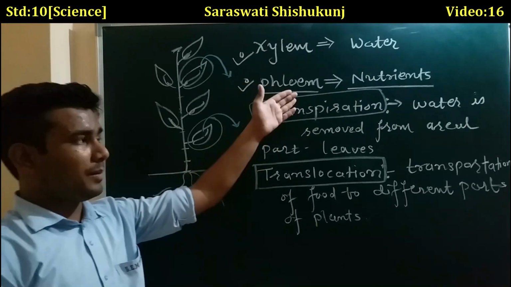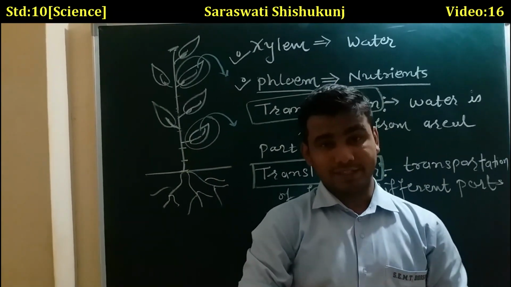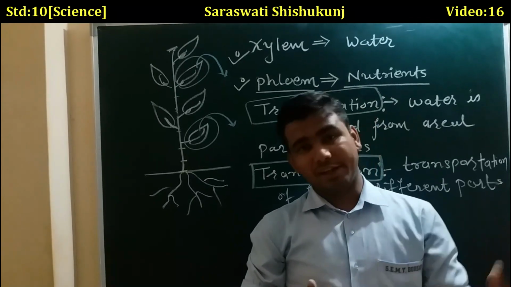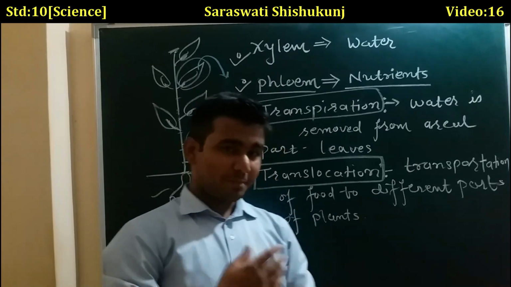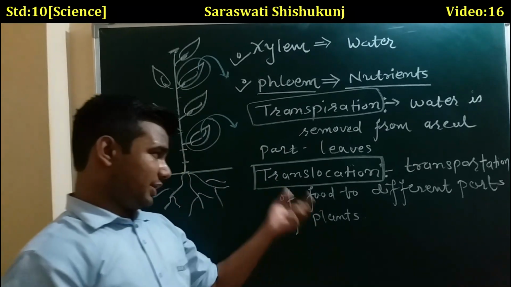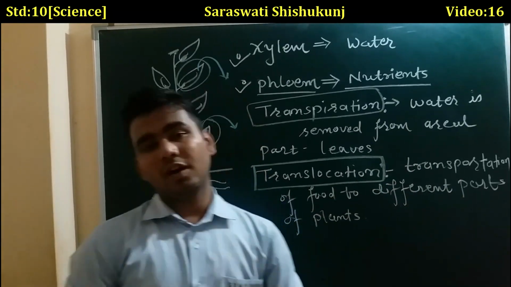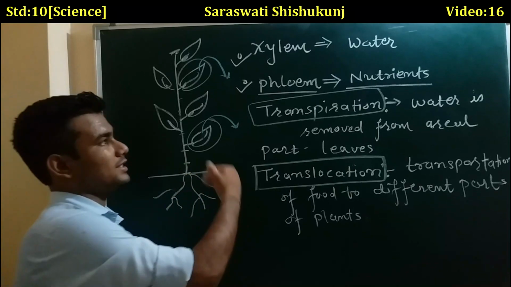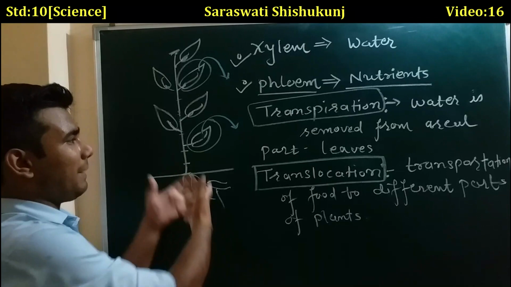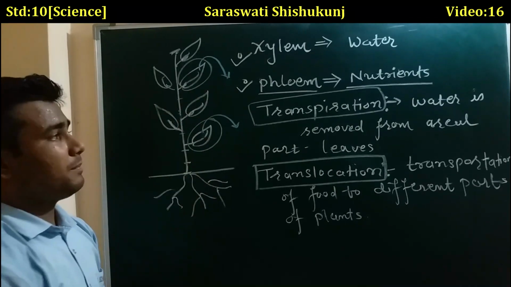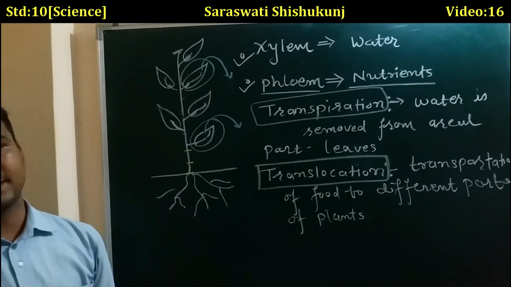If we talk about phloem, phloem is responsible for transportation of different types of nutrients. The nutrients which are prepared by leaves are transported to each and every part of the plant. That process is called translocation. So in the process of translocation, food is transported to different parts of plants. The food and nutrients prepared in leaves are sent to different parts of the plant. This way transportation takes place.